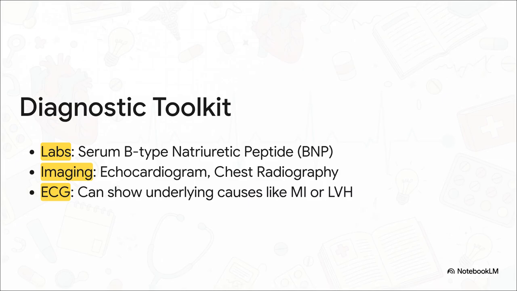These are your go-to tools. You're going to start with some labs, specifically a BNP. This is a hormone that the heart's ventricles release when they get stretched out. You'll get an ECG to look for clues like a past heart attack. And then you're going to get some pictures, a chest x-ray, and, the most important one of all, an echocardiogram.